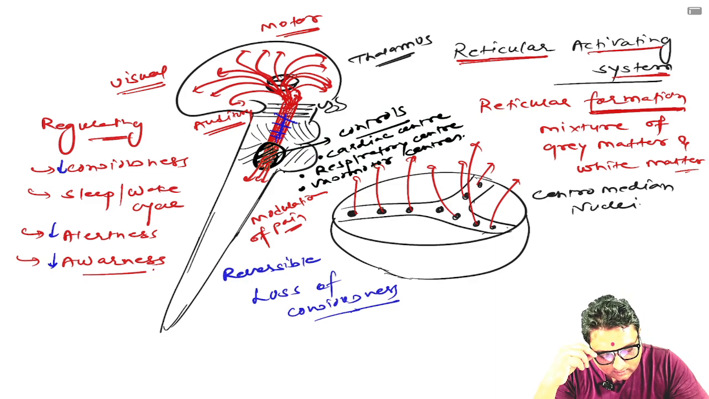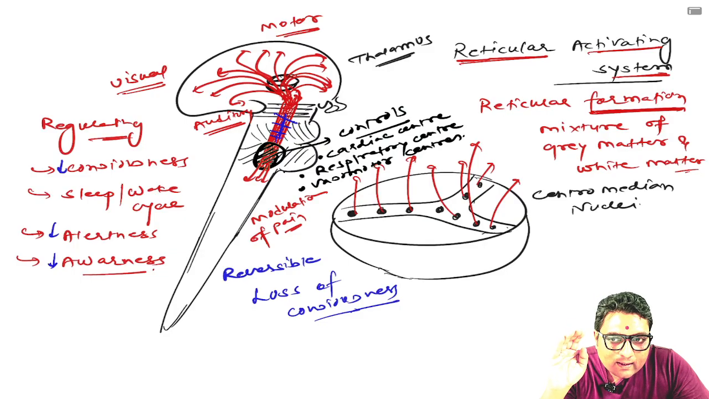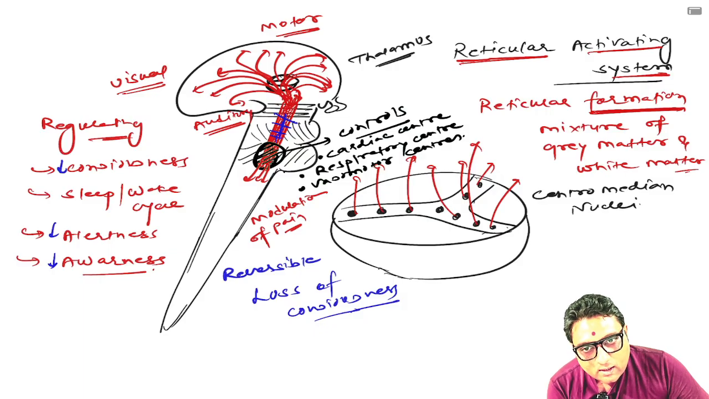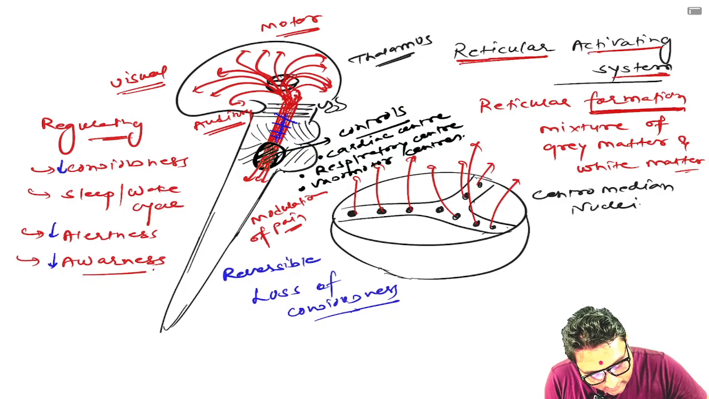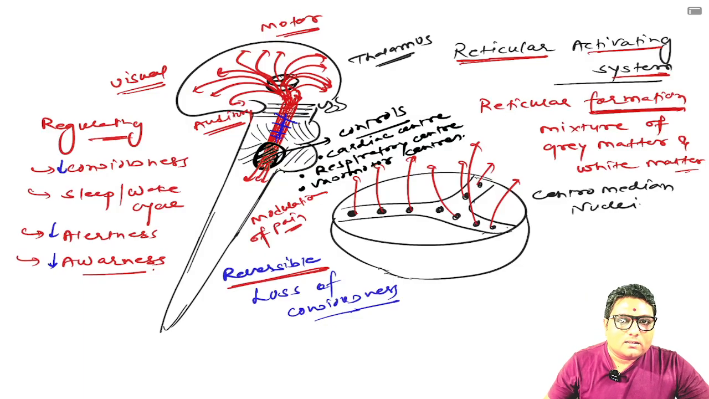And what is the clinical significance? Damage to the brainstem, such as medullary, pontine or midbrain hemorrhage, trauma, or any tumors, may damage the reticular formation. In that way, it also leads to a reduction in consciousness, alertness, and awakeness. And some anesthetic agents also lead to loss of consciousness, but that loss of consciousness is reversible. So this is all about the reticular activating system. Thank you.